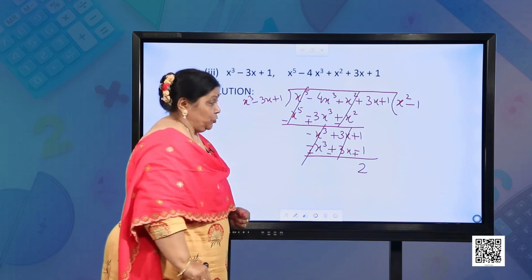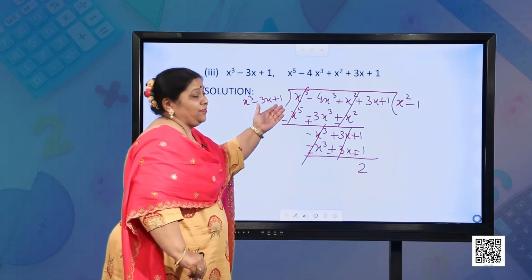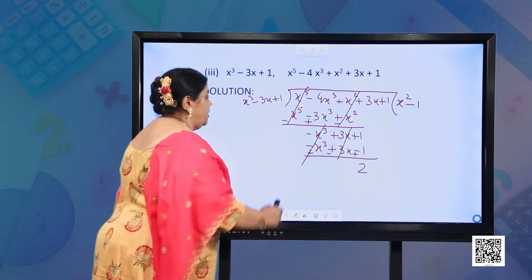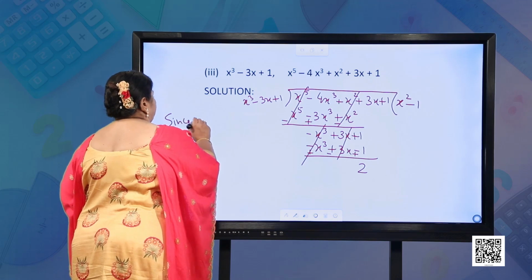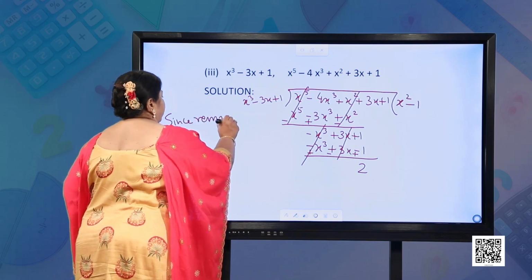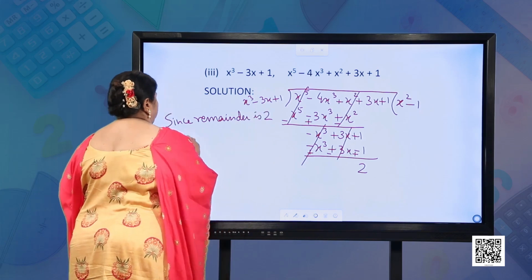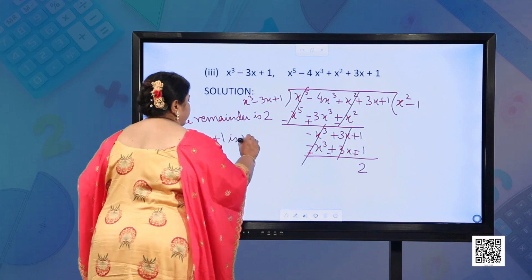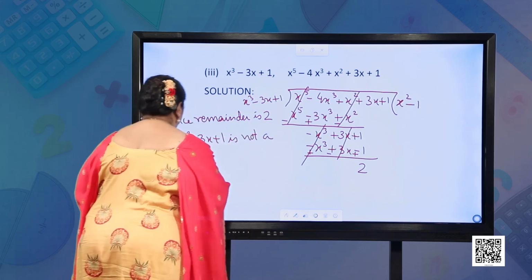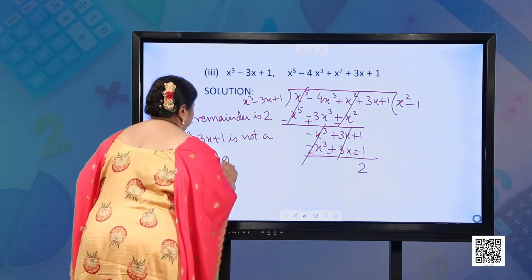Here remainder is 2. So, I cannot say x cube minus 3x plus 1 is a factor of the given polynomial because remainder is 2. Since remainder is 2, x cube minus 3x plus 1 is not a factor of given polynomial.